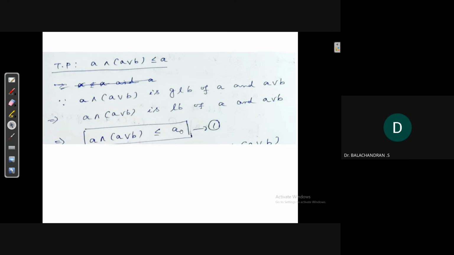Next, we need to prove the other way. Other way means A is less than or equal to A and (A or B). If I don't show the next slide, it is very difficult to predict the proof. If I show the next slide, you can easily understand the proof. I know that, so that is a problem in writing the proof. For understanding, maybe it is easier, but writing the proof is slightly difficult, I feel, because you may forget the steps.